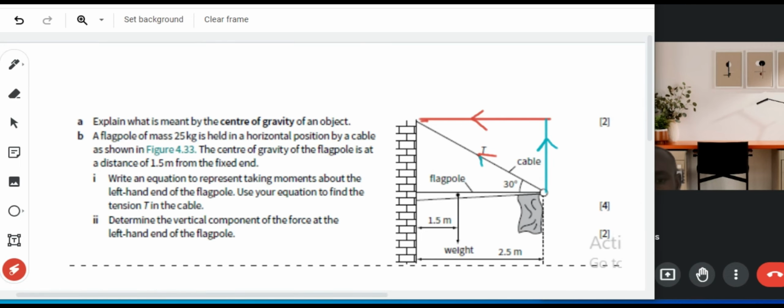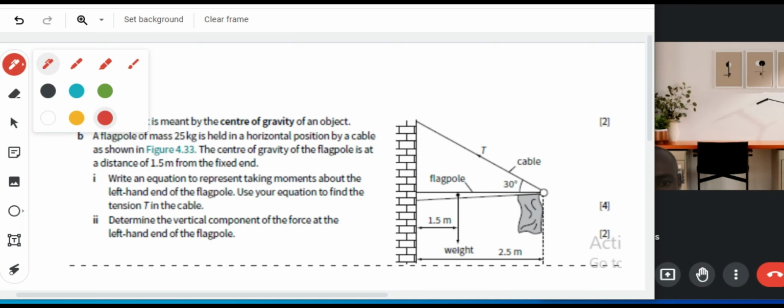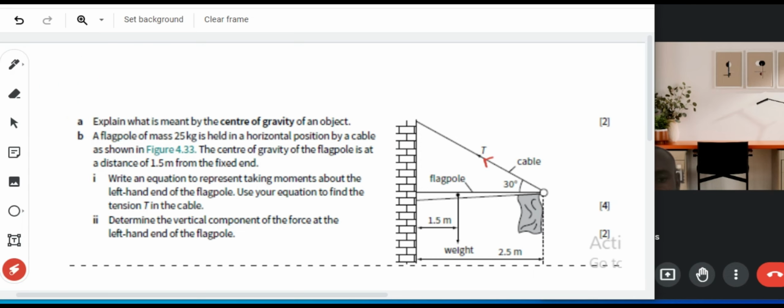Now, I provided a hint to be able to get this, because initially, let me leave it the way it was initially. This is the diagram given. This cable is acting at 30 degrees to the flagpole, and we have the weight provided and different other things.